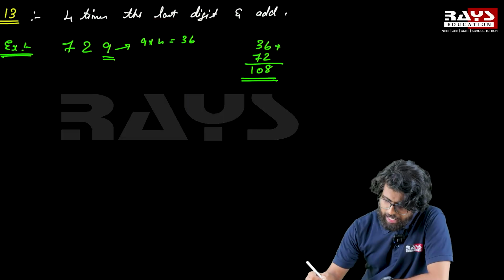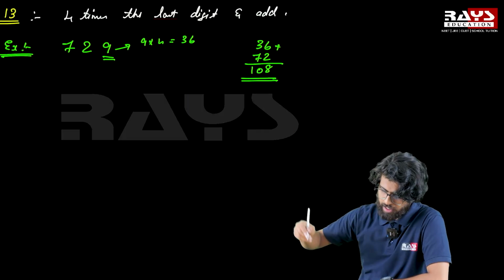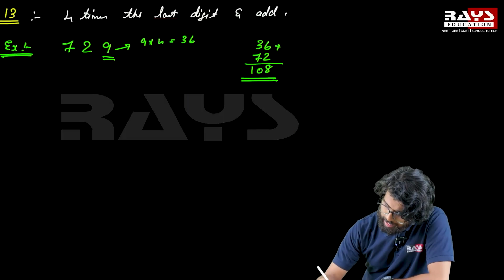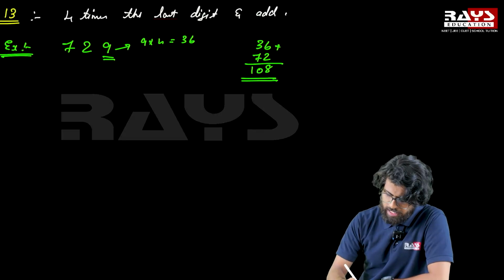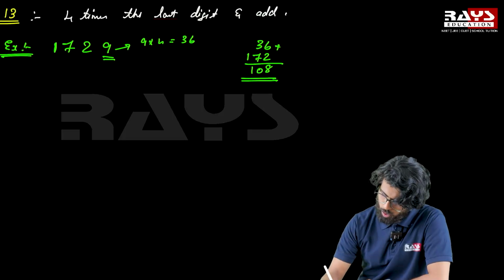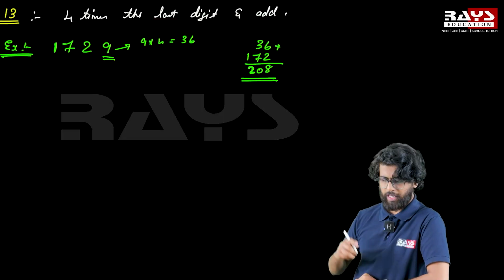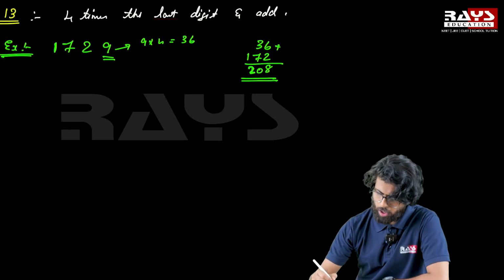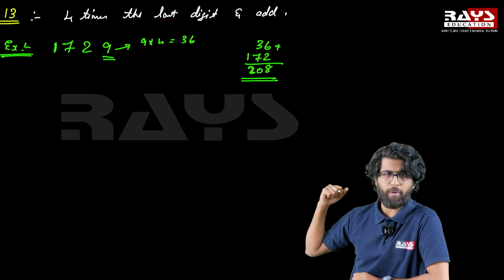108, so let's double-check. I think we can do 1729 here as well. I think 1729 will work here. So 172 plus 36 will give us not 10, 208. It will give us 208. Okay, so I don't know if 208 is a multiple of 13.